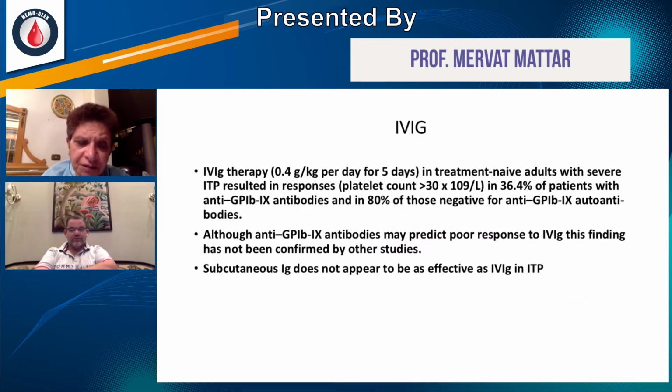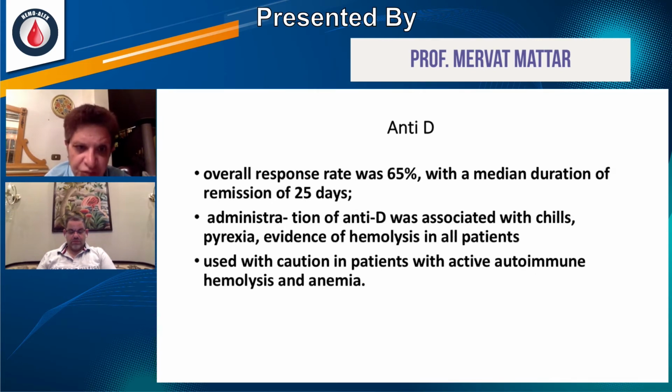Regarding IVIG therapy, 0.4 grams per kg per day for 5 days, it is used in treatment-naive adults with severe ITP, and it results in rapid response of platelet counts in 36.4% of patients, especially those with a special kind of anti-platelet antibody, the anti-glycoprotein 1b antibodies. However, the response to IVIG is only transient, and you have to repeat the IVIG. And in Egypt, this is very expensive. It's an expensive tool. And of course, it has to be given intravenously, not subcutaneously. The subcutaneous immunoglobulin does not function properly.